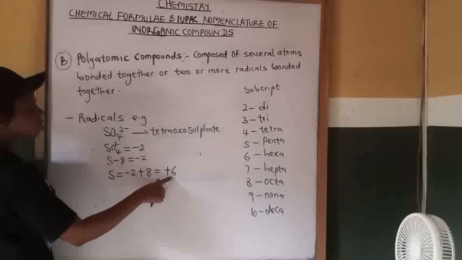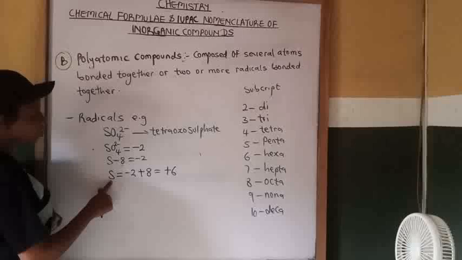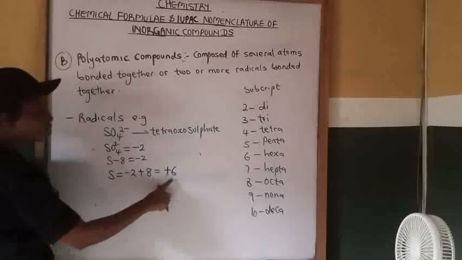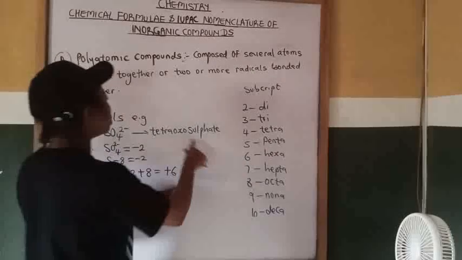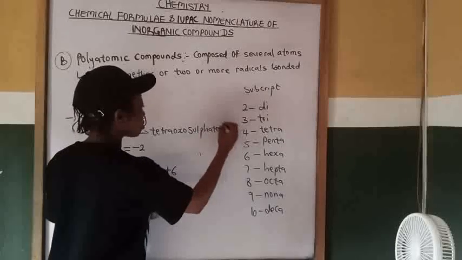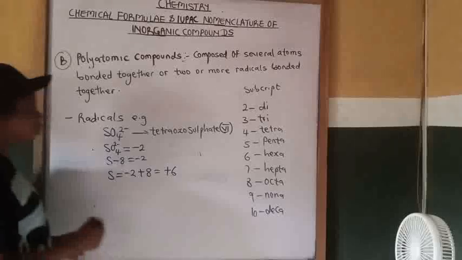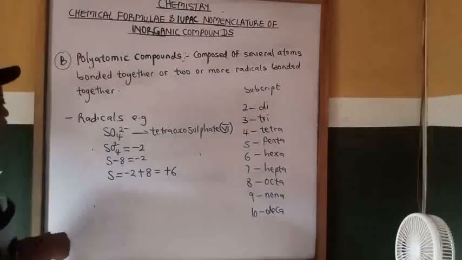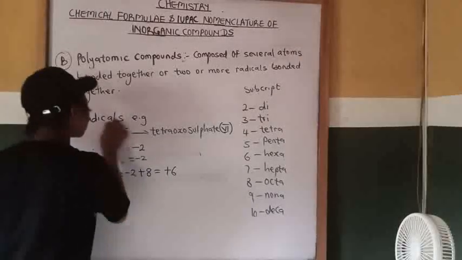So equal to minus 2 plus 8 will give us plus 6. So the oxidation number of sulfate from SO4 2 minus is plus 6. So we call it tetraoxosulfate 6. That is another radical. So let's take another one.